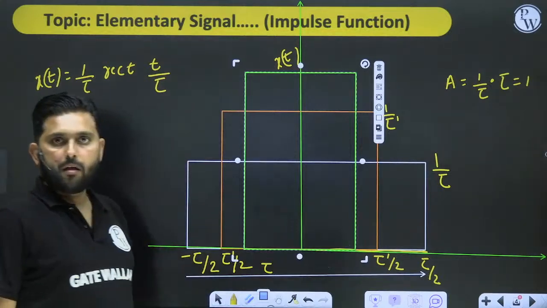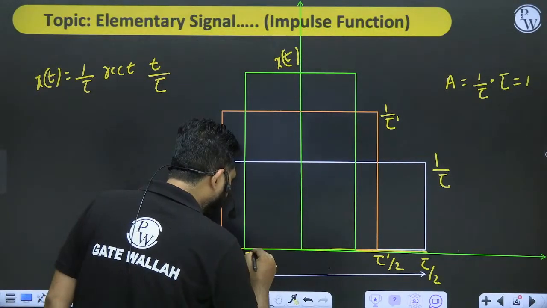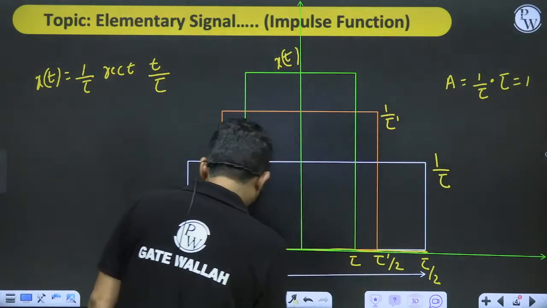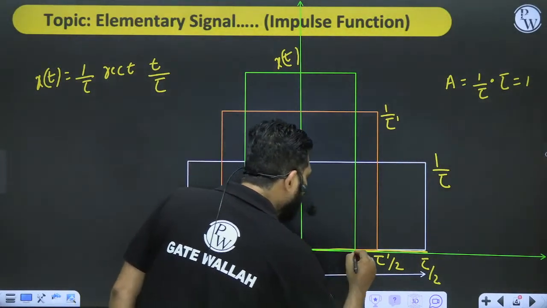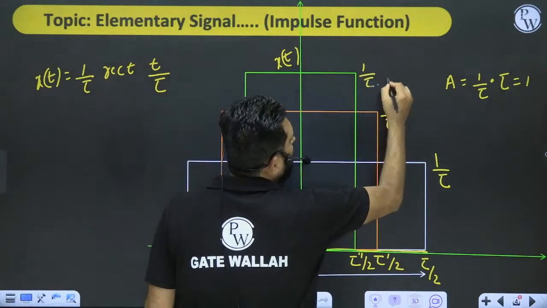Now this one is the same, tau double dash by 2 to minus tau double dash by 2, and the height is 1 by tau double dash.